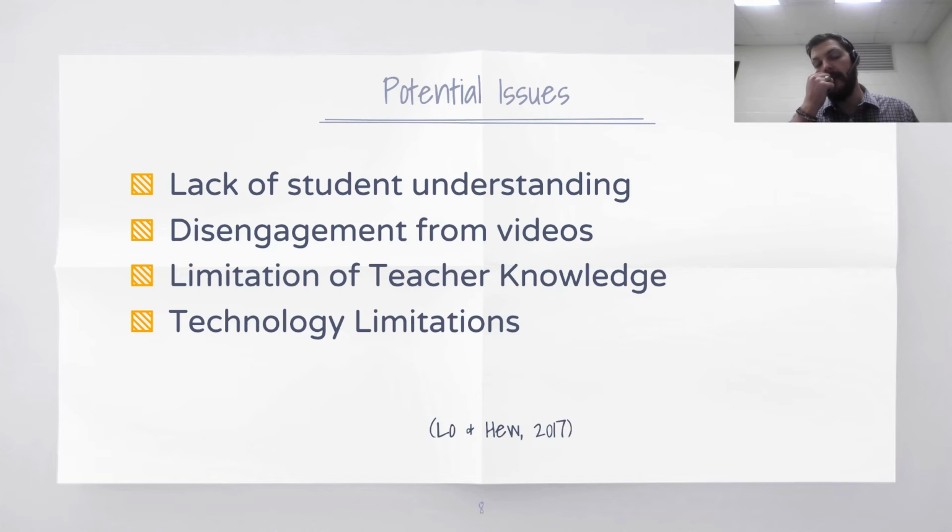Technology limitations is probably the last one. If the students don't physically have access to the technology they need to either hear or view the information at home before they come to class, you're never going to be able to get a flipped classroom off the ground because you just don't have that technology.